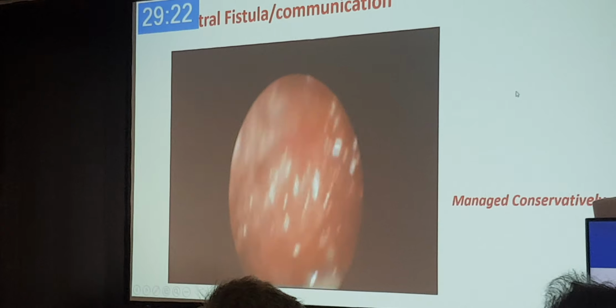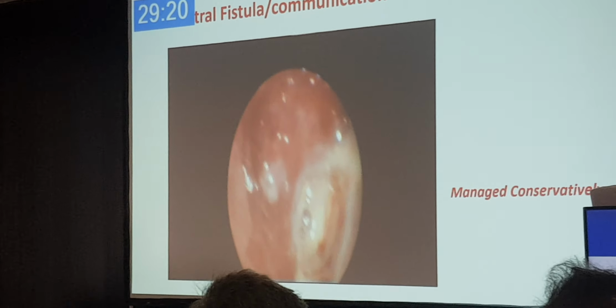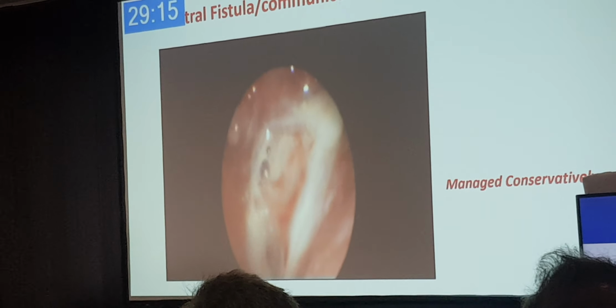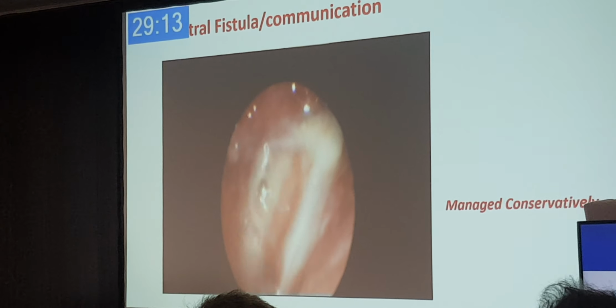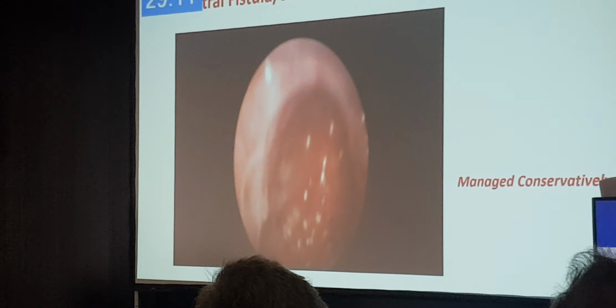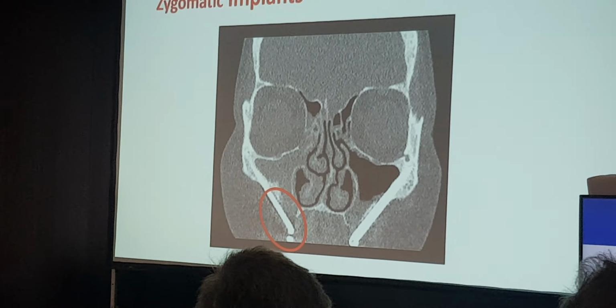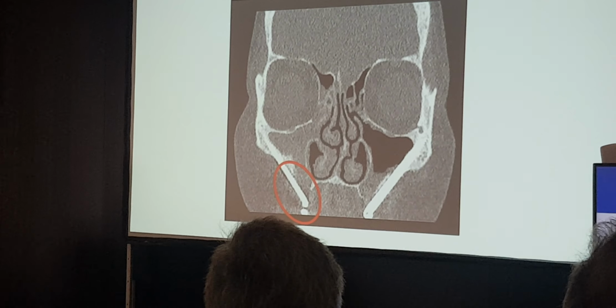This patient was operated on in the past and he has an oral antral fistula. I wanted to show you this nice video showing the oral antral fistula when the patient was blowing, and when we insert a seeker, we get this seeker. This patient was treated conservatively for the fistula.